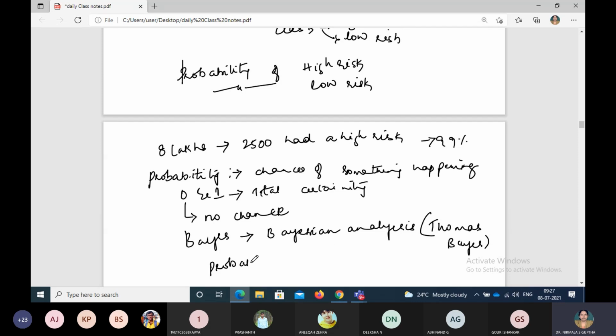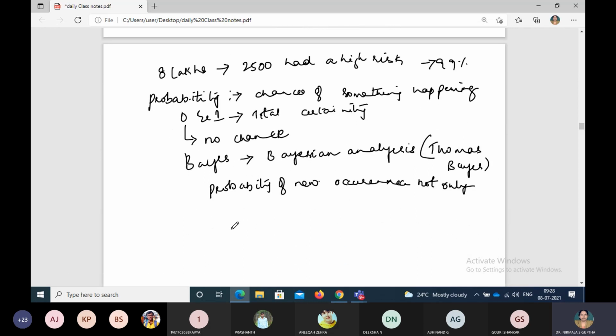Bayesian analysis computes the probability of a new occurrence, not only on the basis of the recent record, but also on the basis of the past history or the previous experience.